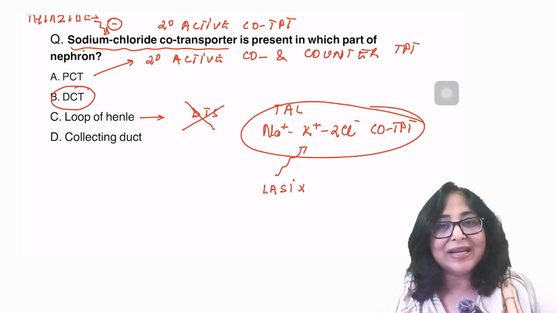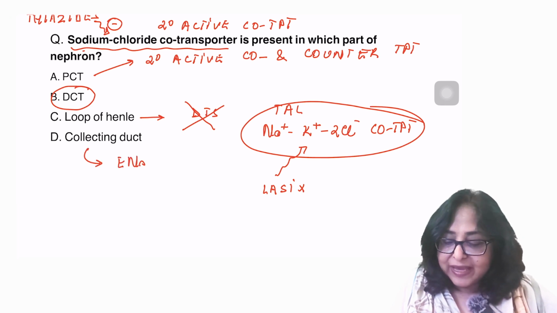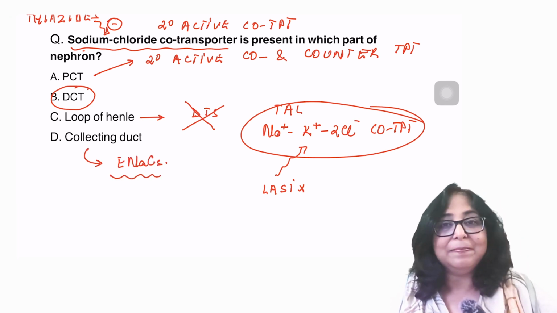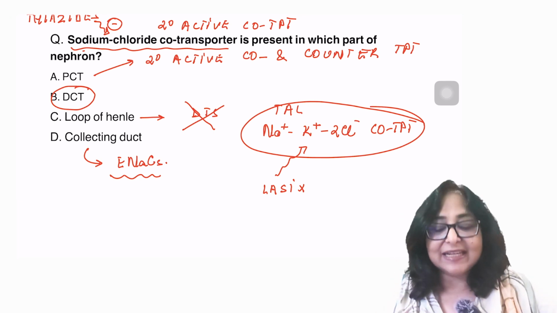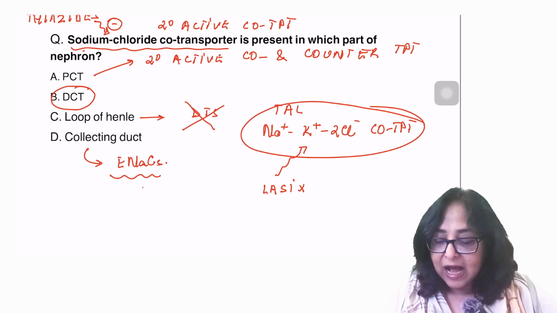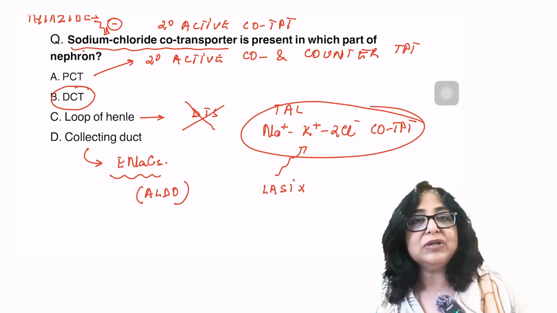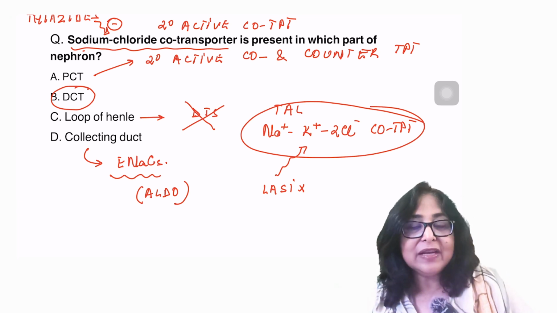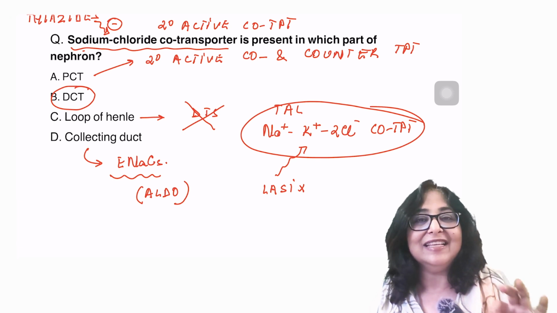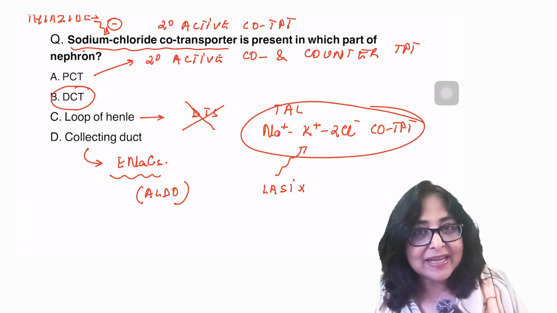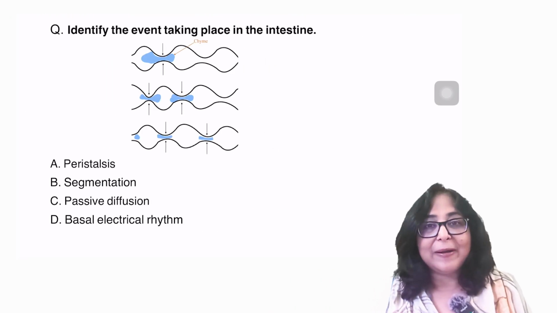Loop diuretics. Collecting duct. For sodium reabsorption, we have epithelial sodium channels. And the absorption of sodium in the collecting duct is under the control of aldosterone. So this is briefly about how sodium is going to be absorbed in different parts of the nephron, but the Na+ Cl- co-transporter is present in the DCT. And a diuretic acting on this is thiazides. Let's see the next one.